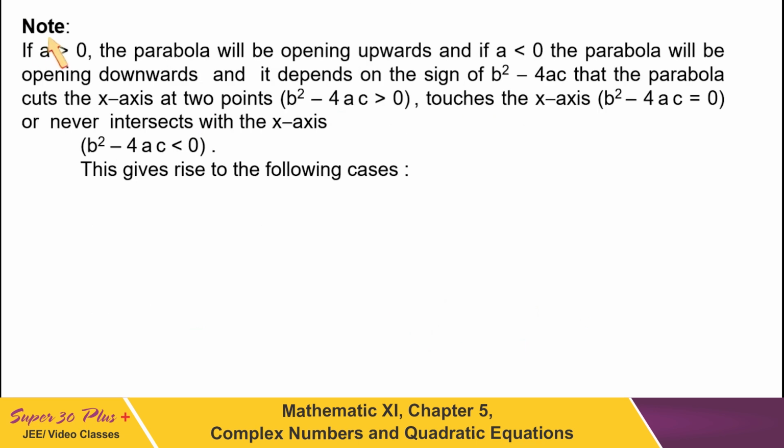Students, one note is here. If a is positive, then the parabola will open upward. If a is negative, then the parabola will open downward, and it depends on the sign of discriminant b square minus 4ac whether the parabola cuts the x-axis at two distinct points, touches the x-axis, or never intersects the x-axis. This gives rise to the following cases.